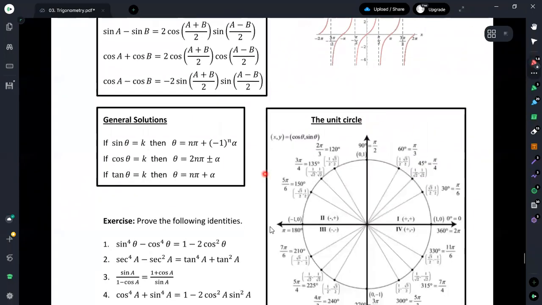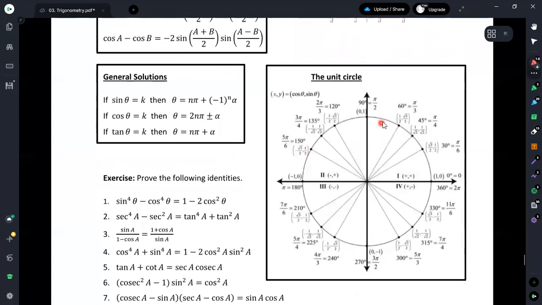And then we have to look at the unit circle. This is for your reference, and this is what we defined previously as well. Therefore, we have defined the first, second, third, and fourth quadrants. In the first quadrant, we have identified that sine, cosine, and tangent are all positive.